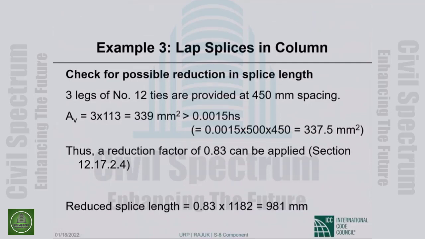Now here, remember there was a 17% reduction for tied columns if the cross-sectional area of the legs exceeded, what was it, 0.0015 hs. So this is the requirement.